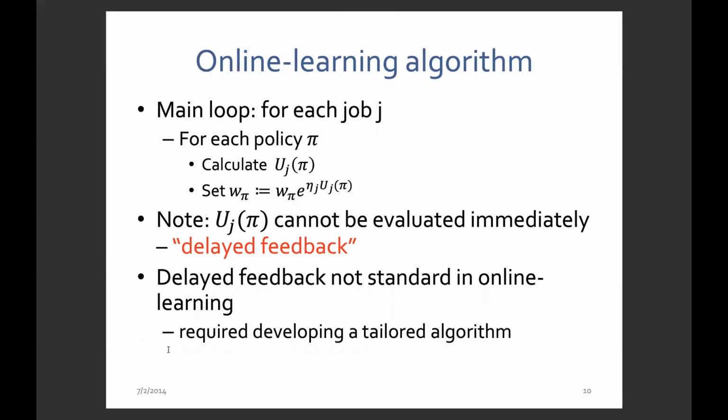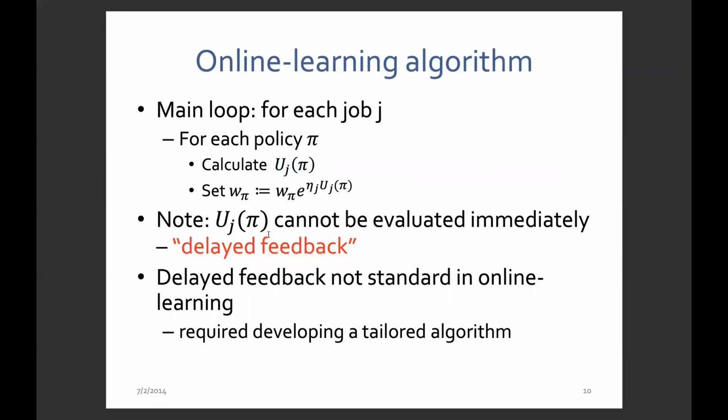So how is the online algorithm working? The main loop runs for each job. When a job arrives, all the policies are checked for that job. Within each policy, the utility function is computed, and alongside it they also compute the weight function, which increases exponentially.